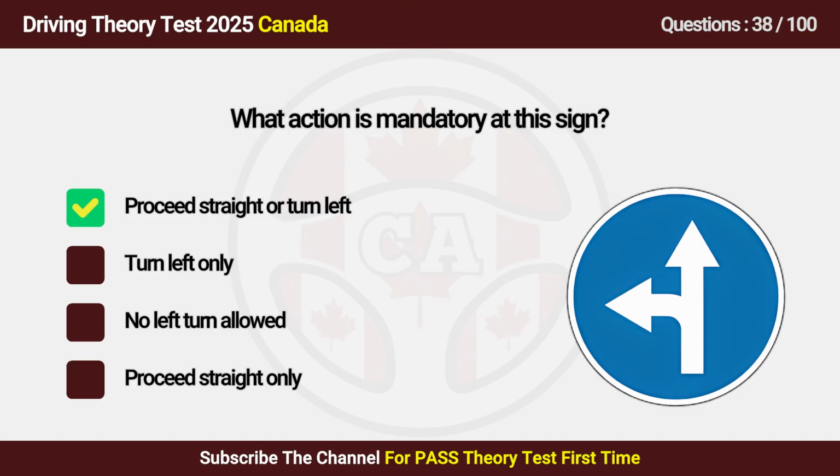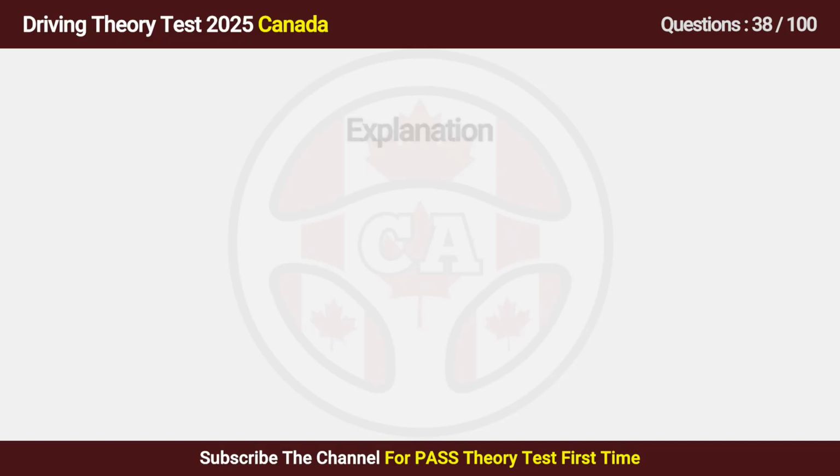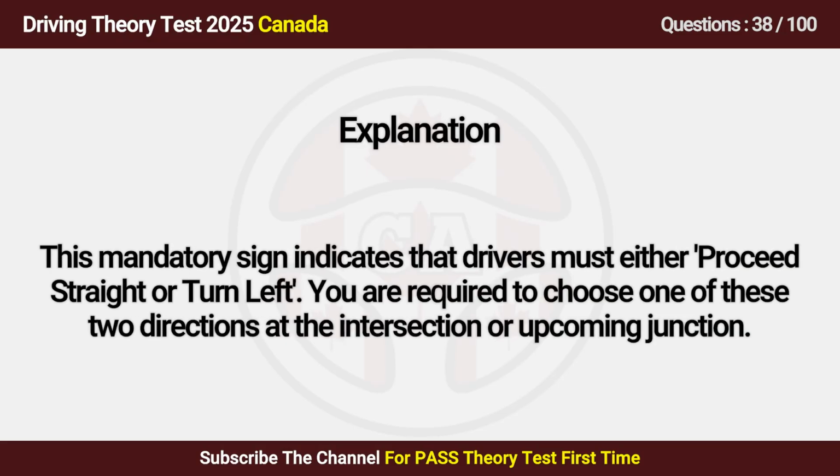Answer is A. Proceed straight or turn left. This mandatory sign indicates that drivers must either proceed straight or turn left. You are required to choose one of these two directions at the intersection or upcoming junction.